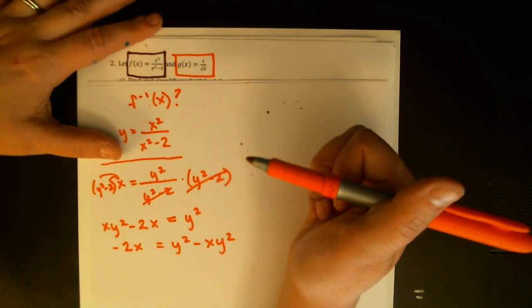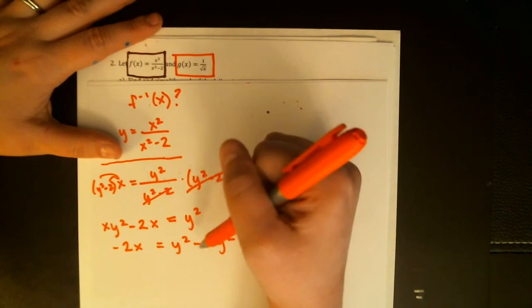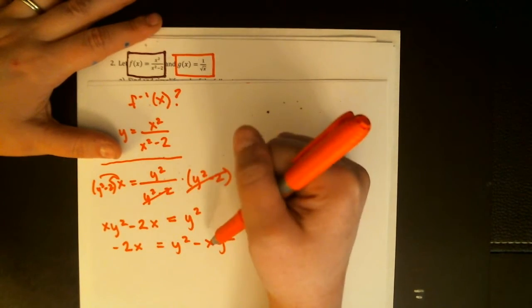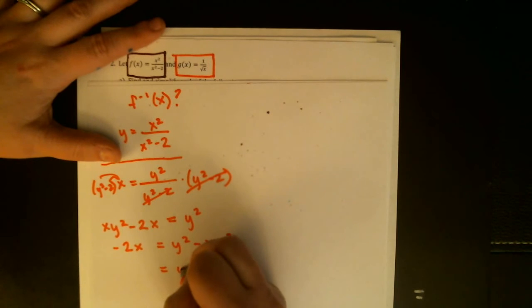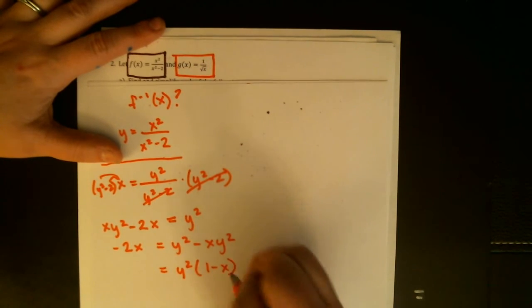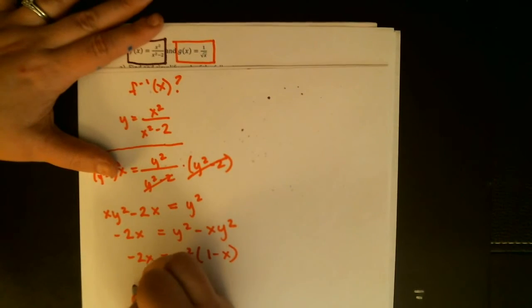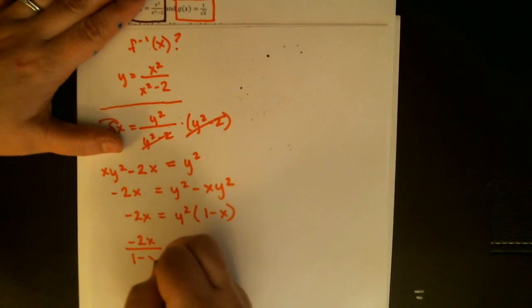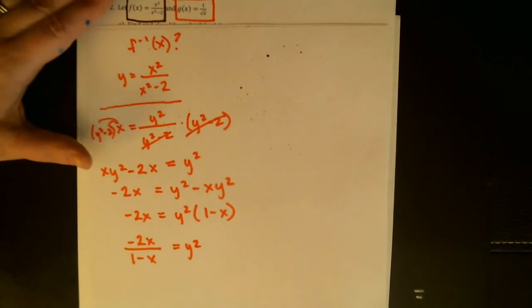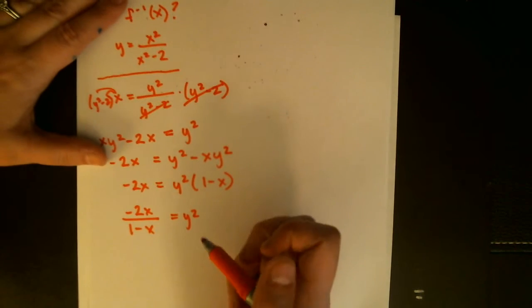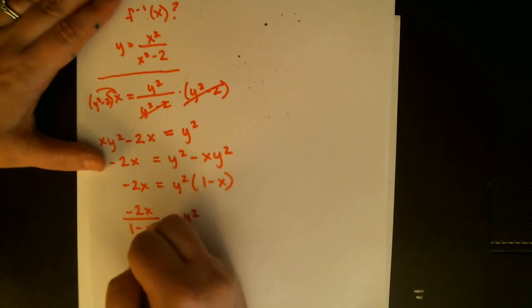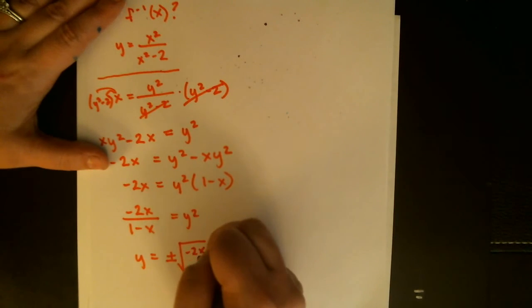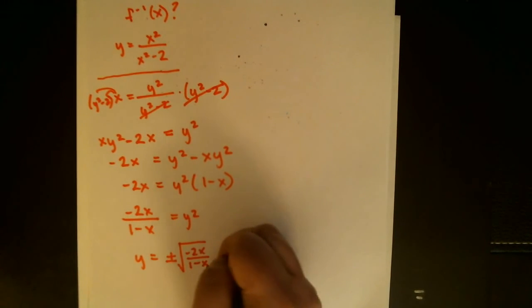And then a step here is one a lot of people will forget to do. I can't just combine because this is a 1 y squared and this is an x y squared, and I can't combine a 1 with an x. But I still can get down to a single y squared just by factoring out the y squared. So I get negative 2x divided by 1 minus x equals y squared, which means that y is equal to plus or minus the square root of negative 2x over 1 minus x.